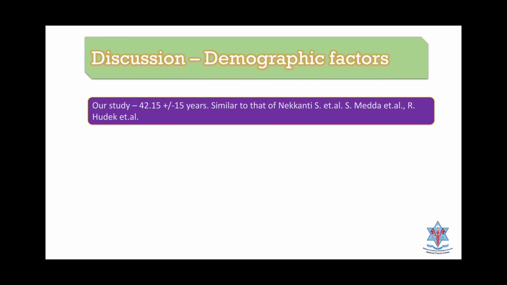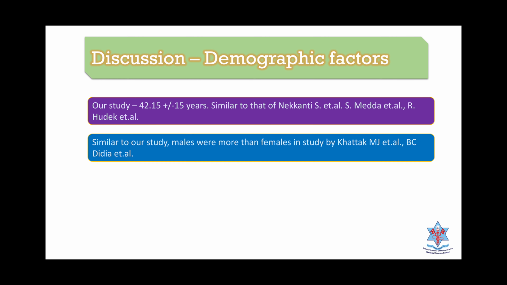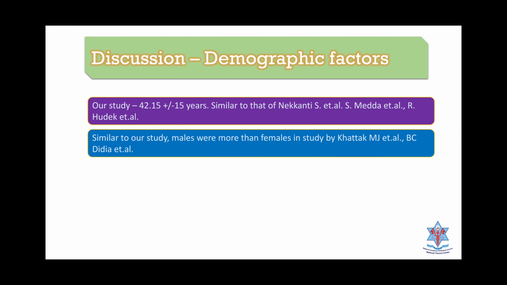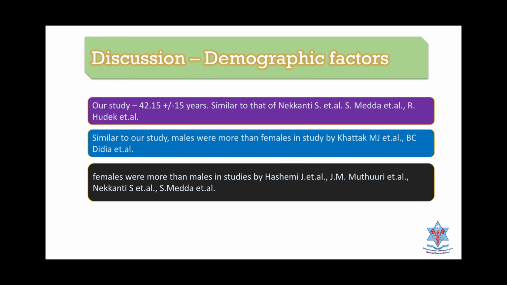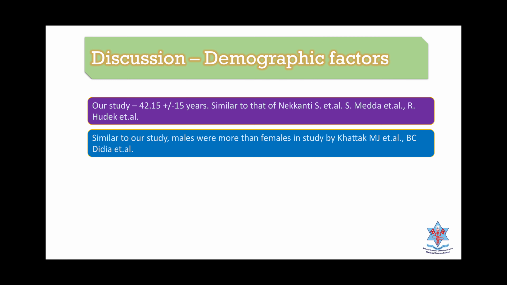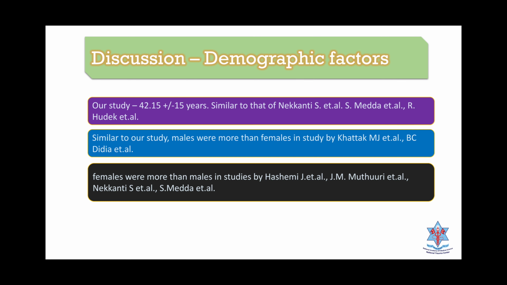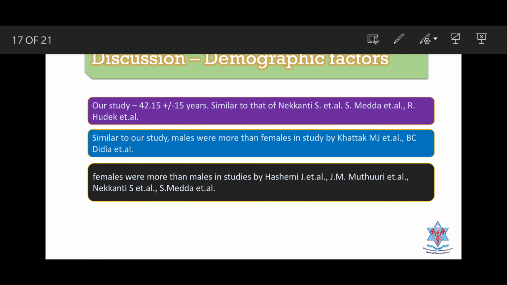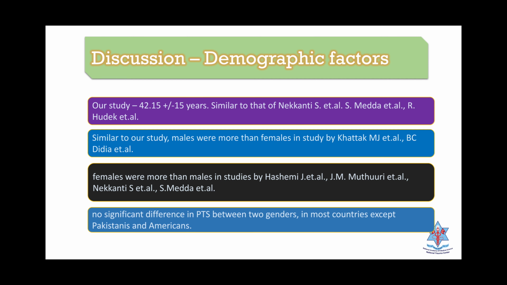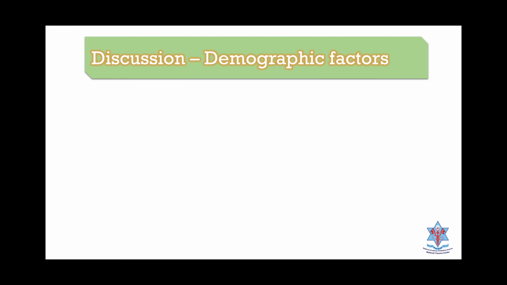The age group of our study was similar to that found by various Indian authors as well as R. Hudek et al. Similar to our study, males were more than females in the study as found by two authors. However, females were more than males in the studies done by several authors like Hashemi et al., Muthuri et al., Nekanti et al., and Meda et al. There was no significant difference in the posterior tibial slope between the two genders in most countries except Pakistan and America.